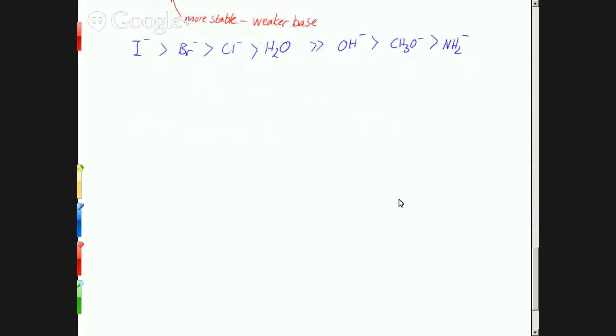Okay, so the next thing to discuss is the nucleophile. That's number 3: the structure of the nucleophile and what makes a good nucleophile.